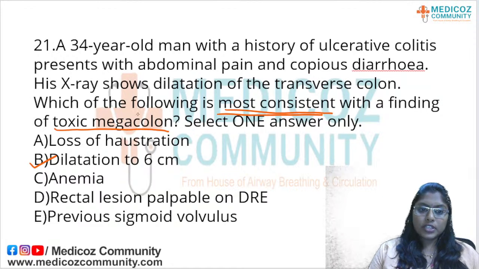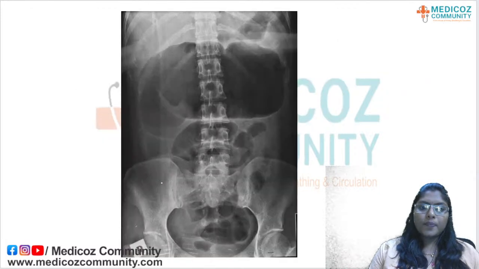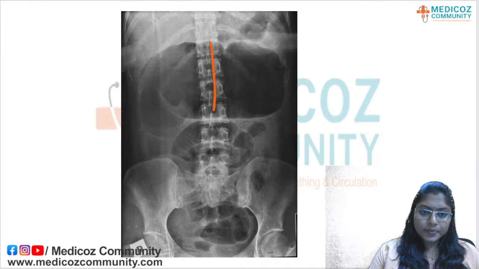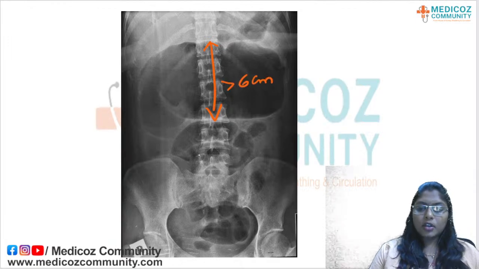But the question here is about toxic megacolon and the most consistent finding. So the answer is dilatation to 6 centimeters. This is the abdomen x-ray showing toxic megacolon. The transverse diameter of the colon, the transverse colon, is definitely more than 6 centimeters. So it represents toxic megacolon.